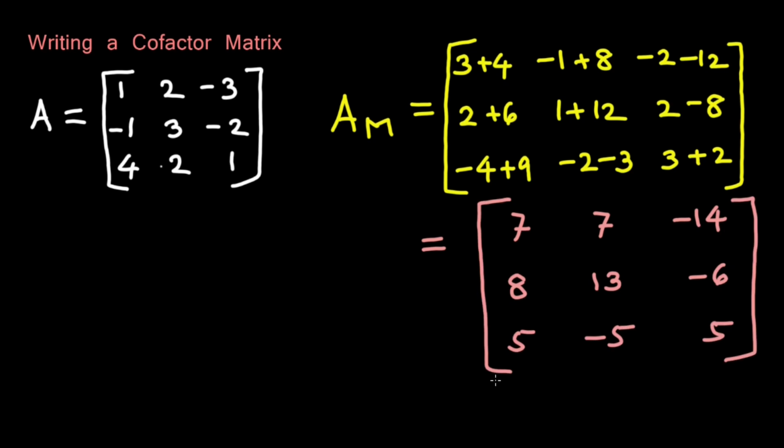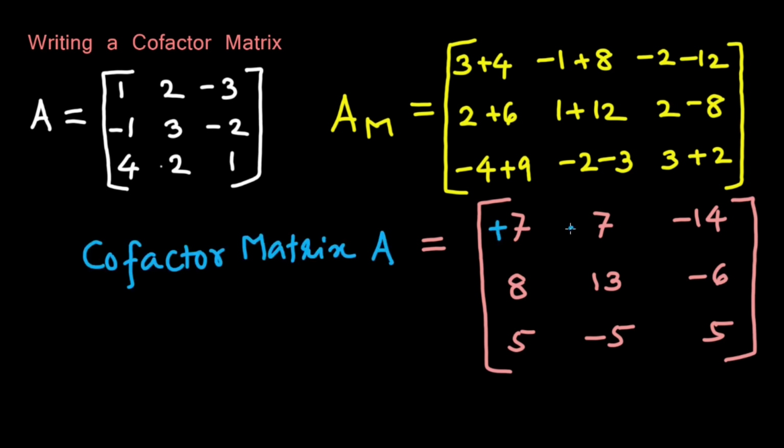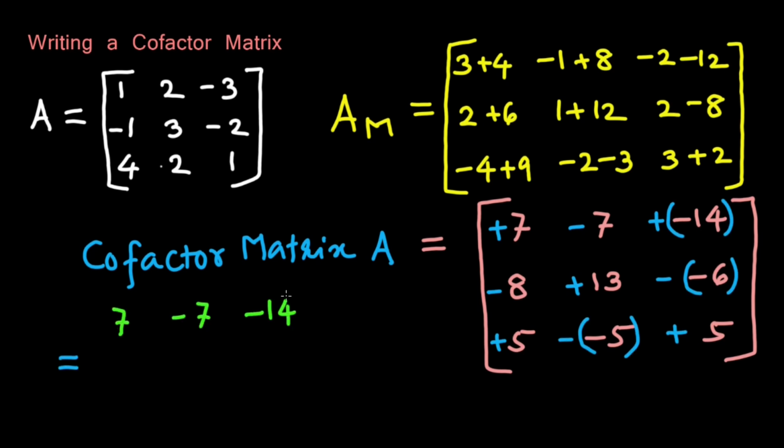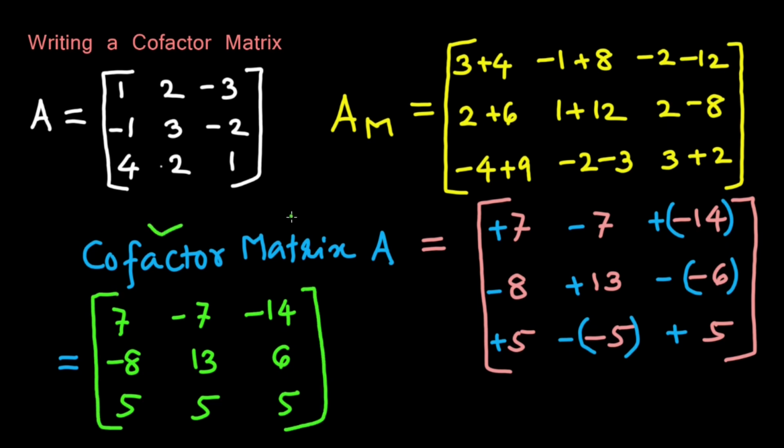Now we have to give proper signs to the values of these minors, after which it will become a cofactor matrix. So the cofactor matrix A has signs plus, minus, plus, minus, plus, minus, plus, minus, plus, which will finally become 7, minus 7, minus 14, minus 8, 13, 6, 5, 5 and 5. So this is our cofactor matrix A.